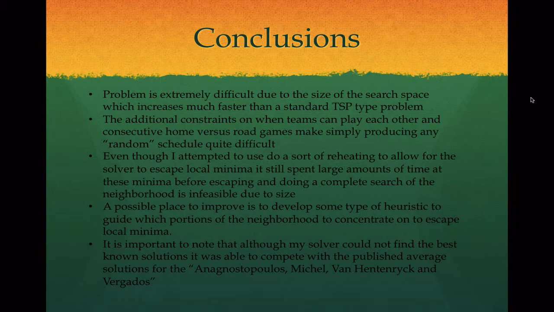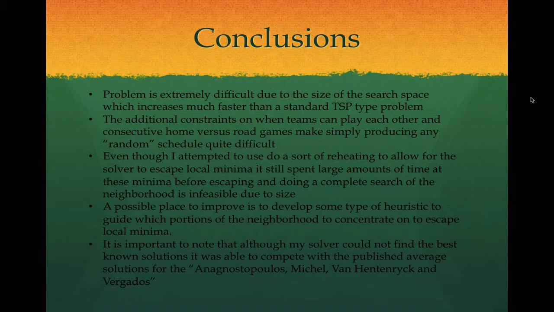This problem is extremely difficult due to the size of the search space. It increases much faster than a standard TSP type problem. The additional constraints on consecutive home games and consecutive road games, and on when teams can play each other, make simply producing a random schedule quite difficult. Even though I attempted to do a sort of reheating, you can see from the charts that it did get stuck relatively easily and had a very difficult time escaping.